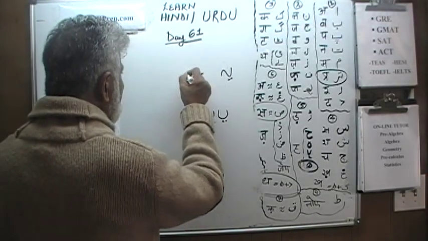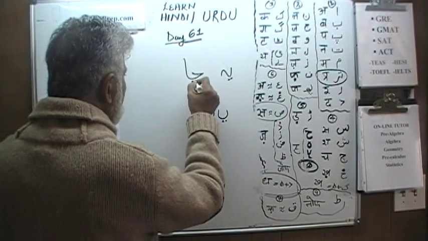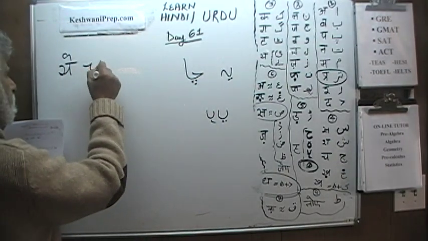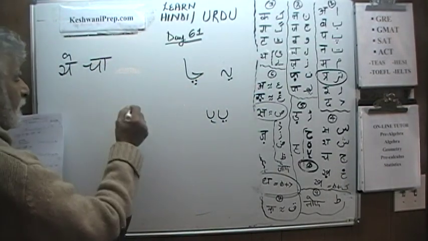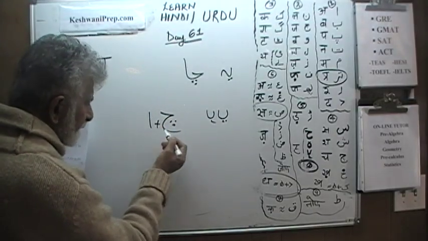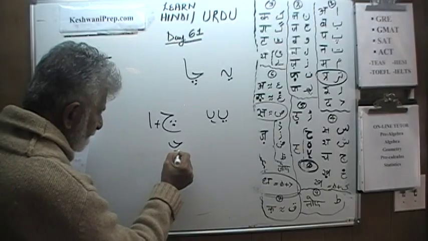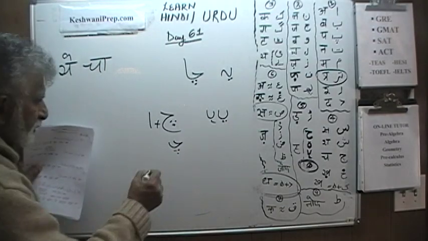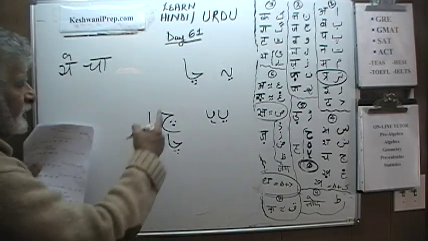Then we need a cha. Cha is simply cho, che, and an alif. But che, when it joins, takes this shape, to which we join the alif. It becomes cha.